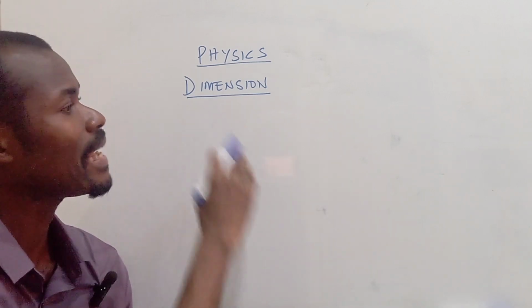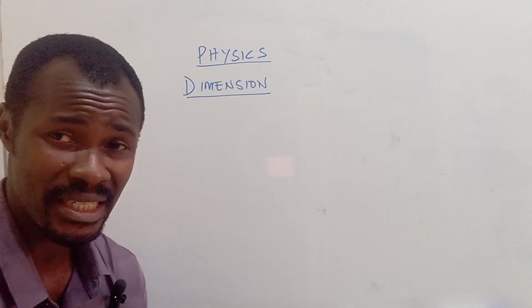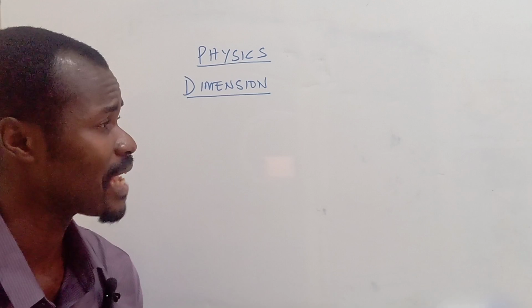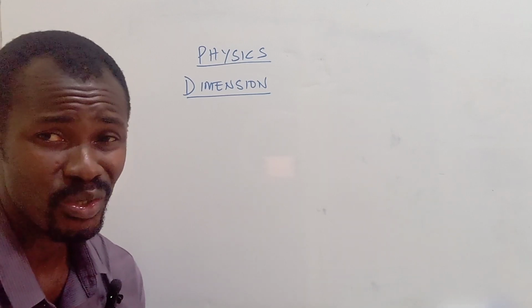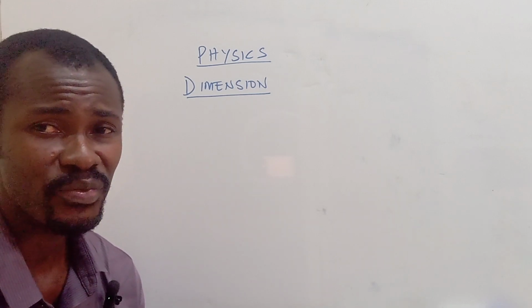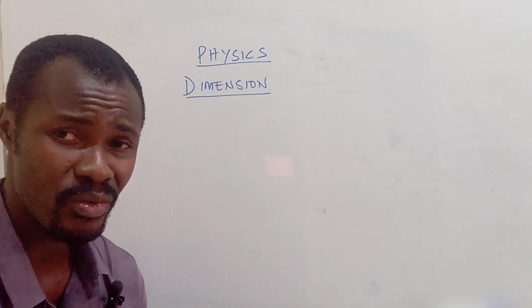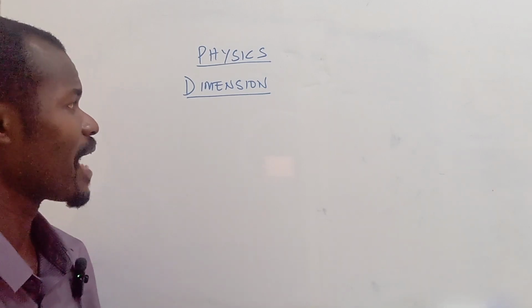Alright, so we want to look at dimension. Now, dimensions in physics has a special meaning, okay? What dimensions are used for is they denote the physical nature of quantities. And the one thing we use dimensions for is to check for accuracy in our calculations in physics.